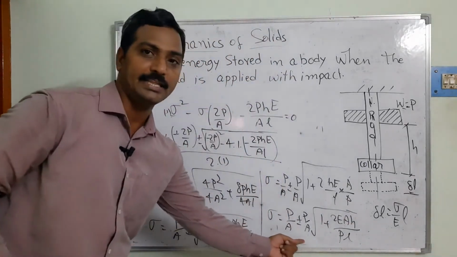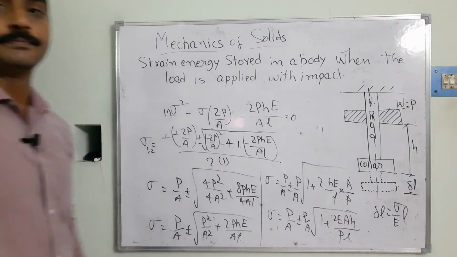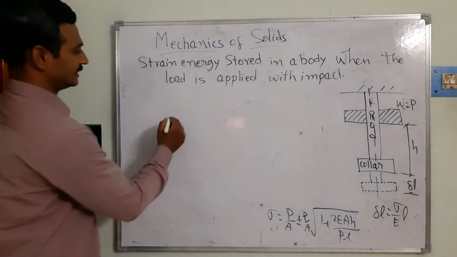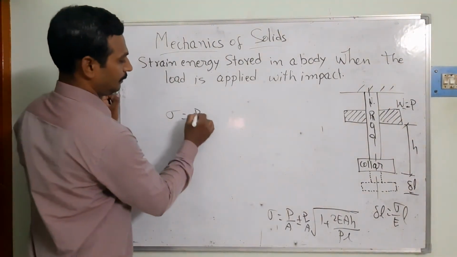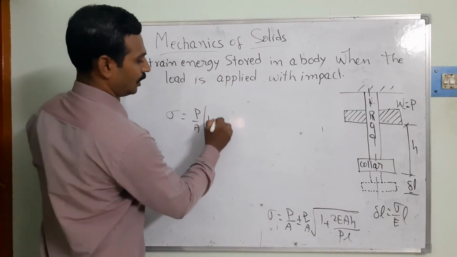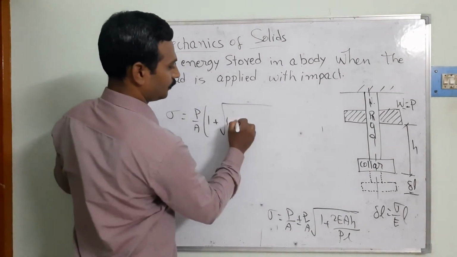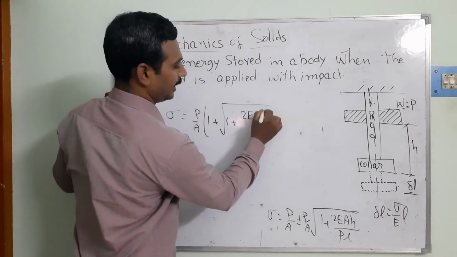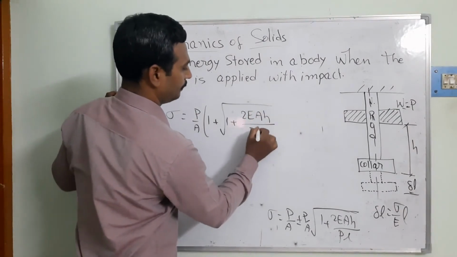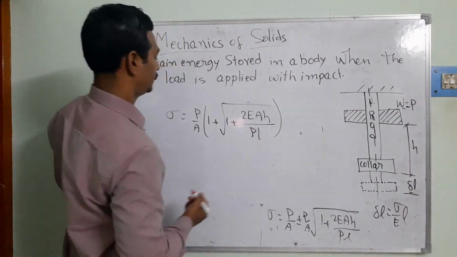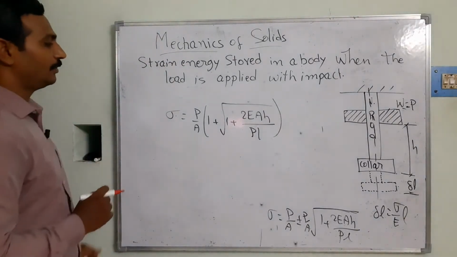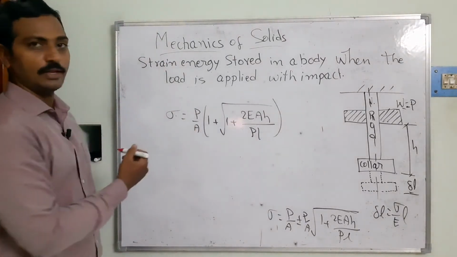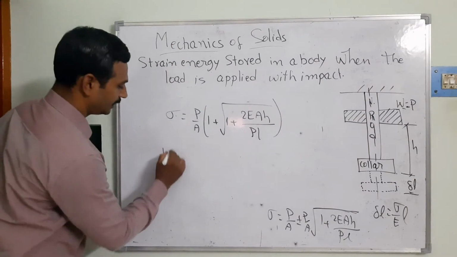So if I am going to be taking the P by A common, that's sigma is equal to P by A times (1 plus the square root of 1 plus 2EAH by PL). So once we get the sigma value, that's going to be P by A times this value. Then we can substitute it into the strain energy.